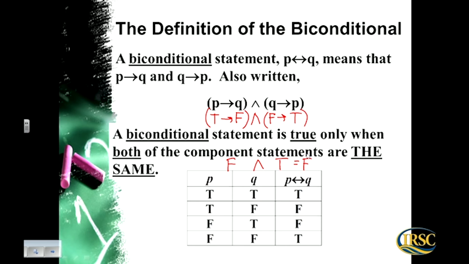All right, so what you need to remember for an if and only if is that it is only true when both the component statements are the same. So take a look at this truth table. If you haven't filled yours in on your handout, go ahead and do that. Okay, so P and Q still have the same pattern. And then notice that our if and only if is only true in the first row and the last row, because those are the only places where they have the same truth value.